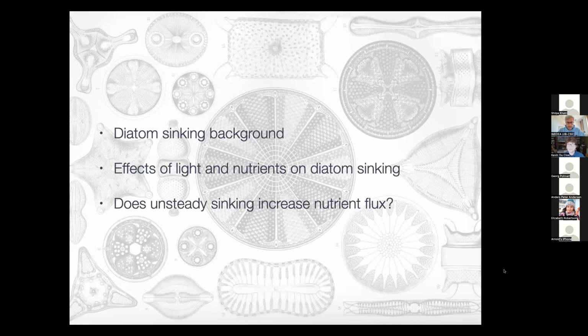So I'll just get started with a little bit of background on diatoms and diatom sinking, why we should care about it, and what affects it. And then I'll talk more specifically about the effects of light and nutrients on diatom sinking. And finally, I'll try to answer the question of whether unsteady sinking increases nutrient flux to a sinking diatom cell.